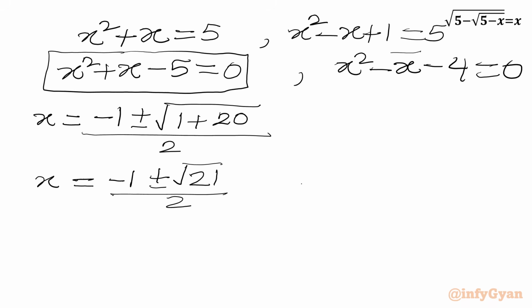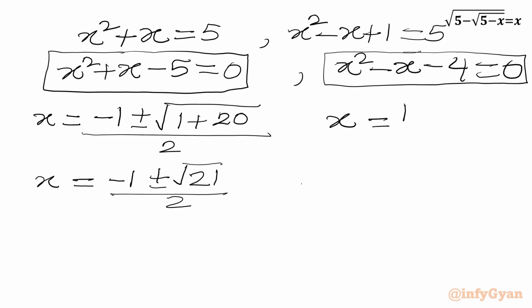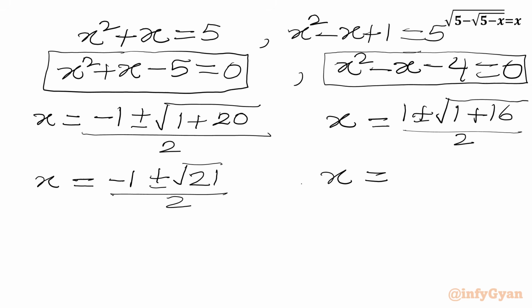Now we have second quadratic equation over here. We will write x equal to minus b. So minus of minus 1 plus 1 plus minus square root of minus 1 square is plus 1 minus 4 times 1 times minus 4 will become plus 16 over 2 times 1, so 2, which will give us x equal to 1 plus minus square root of 17 over 2.